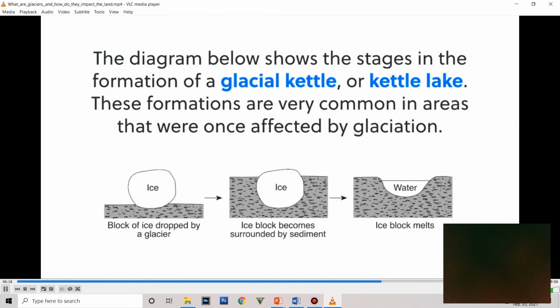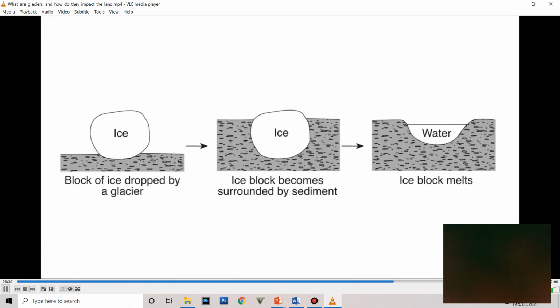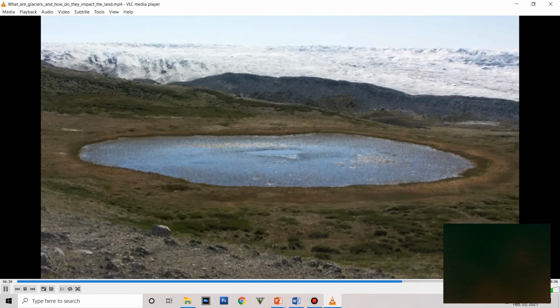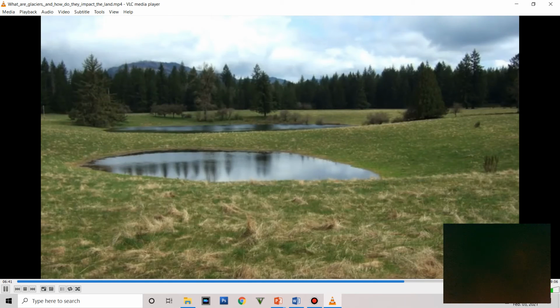This diagram shows us the stages in the formation of what's called a kettle or a kettle lake. And this is very common in areas where you've had glaciers. What happens is large pieces of ice break off from the glacier, and then that ice gets buried by some sediment and then eventually melts, leaving behind a hole in the ground known as a kettle. And if it fills with meltwater, it'll be a kettle lake, as seen here and here.